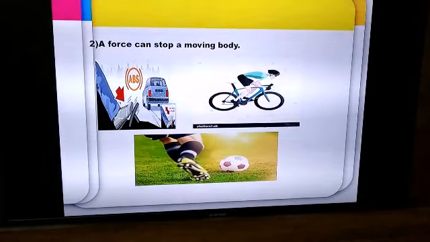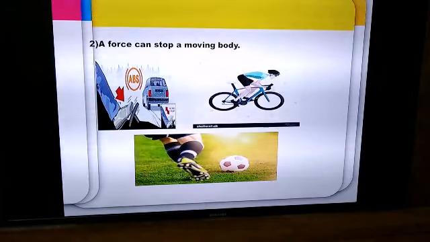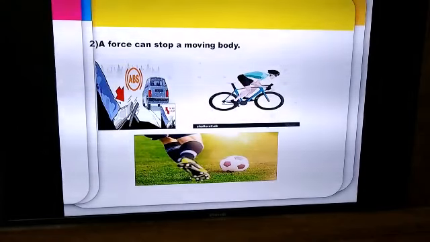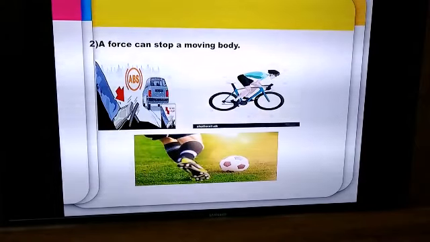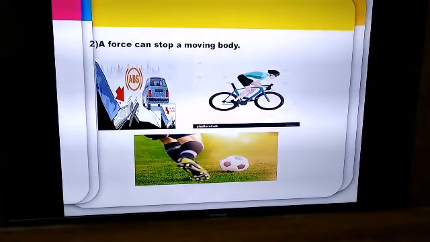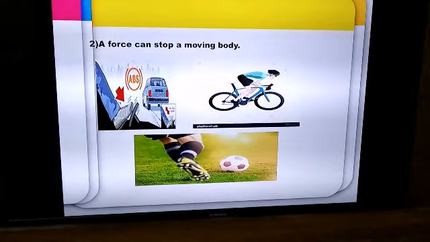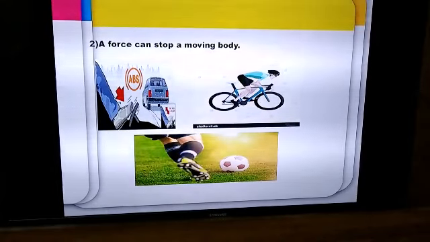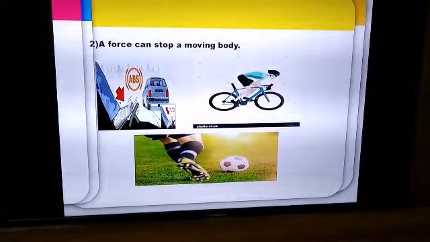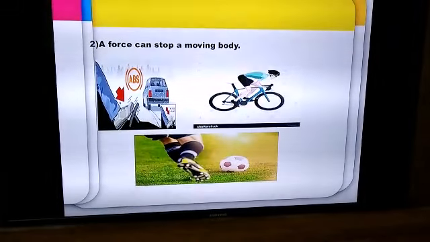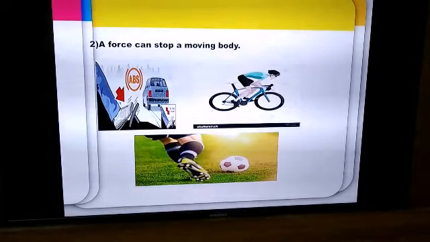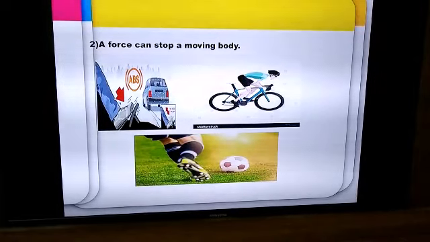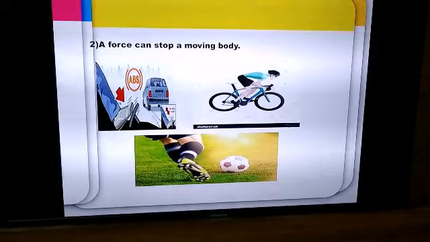A force can stop a moving body. A car is moving on the road, and if this moving car has to be stopped, a stopping force has to be applied on the car by application of brakes. A cyclist is pedaling his bicycle. If he wants to stop his bicycle, once again he has to apply brakes. So he is applying a force on the brakes, thereby bringing it to a stop.